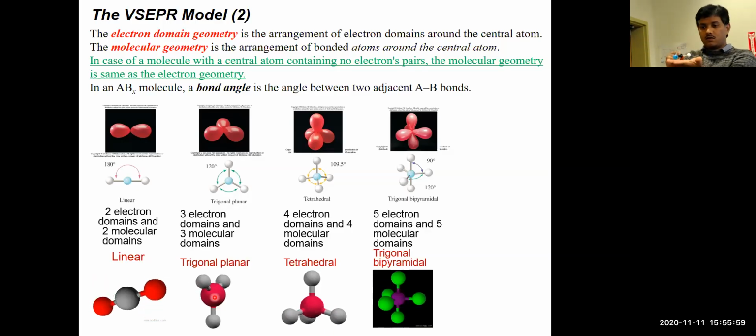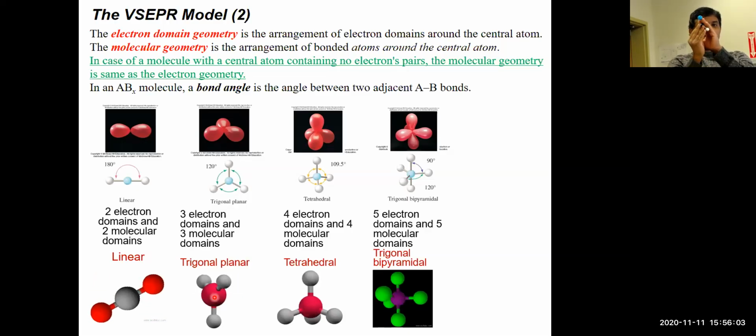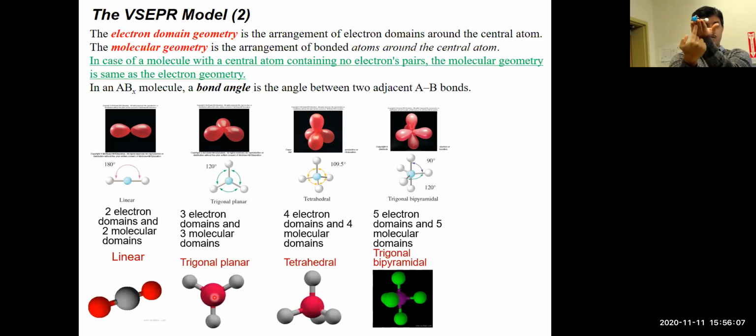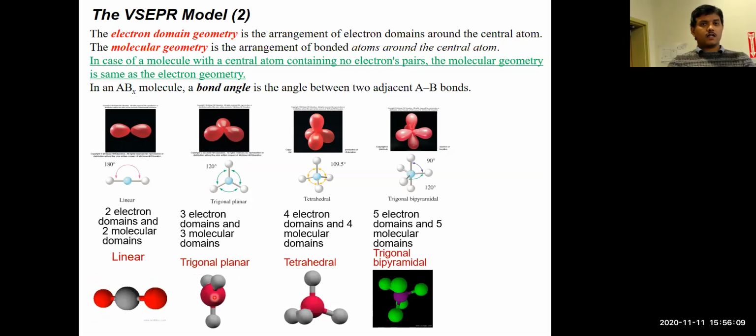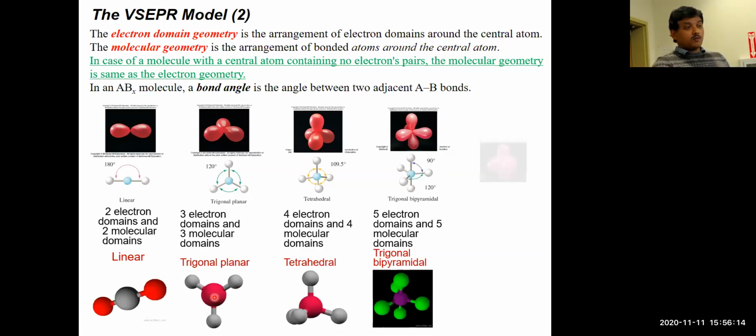Let's see. I showed you this one, right, under trigonal planar. And from this, 1 comes to the top and 1 comes to the bottom of this, which makes a trigonal bipyramidal. That's the name of the molecular geometry.